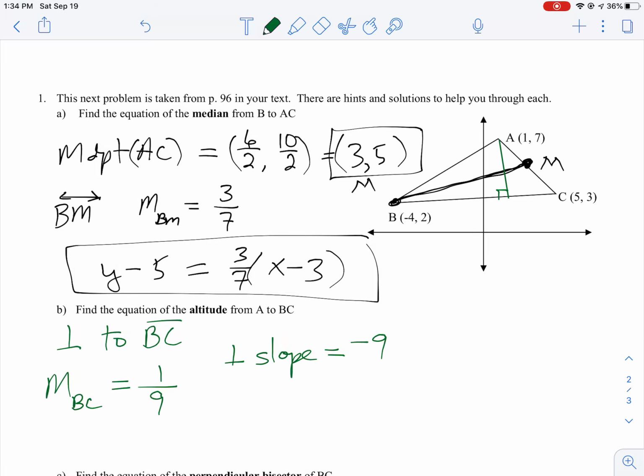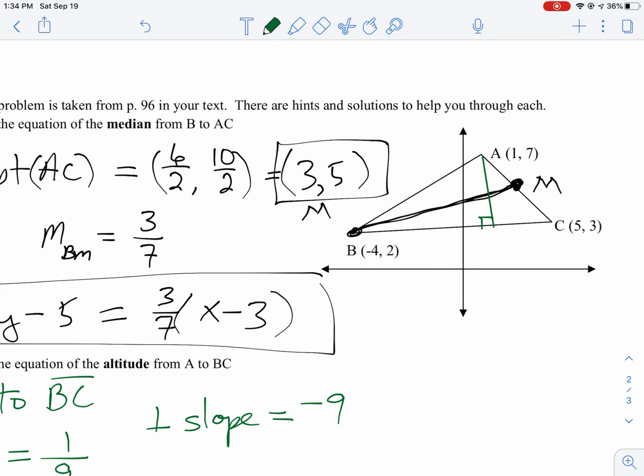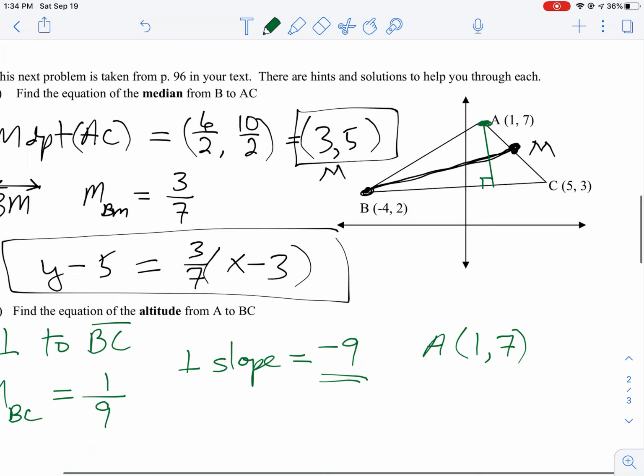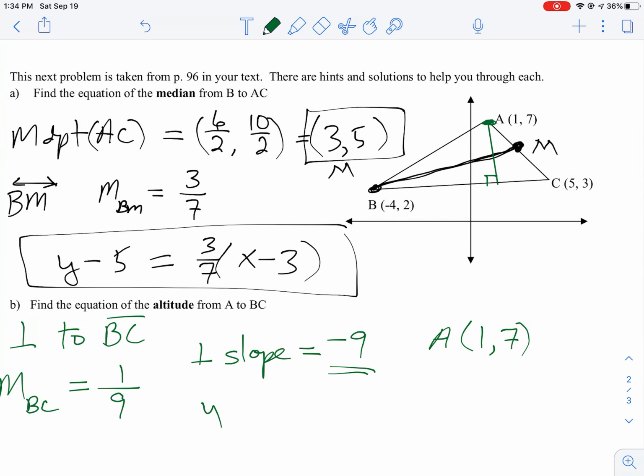So I need to know the equation of the green line, the green segment, I should say, passes through point A and has this slope. So I'm going to write down here that I know it passes through point A and it has a slope of -9. So let's choose point slope form unless it tells me a different form that I have to use. So there's my point slope form equation.